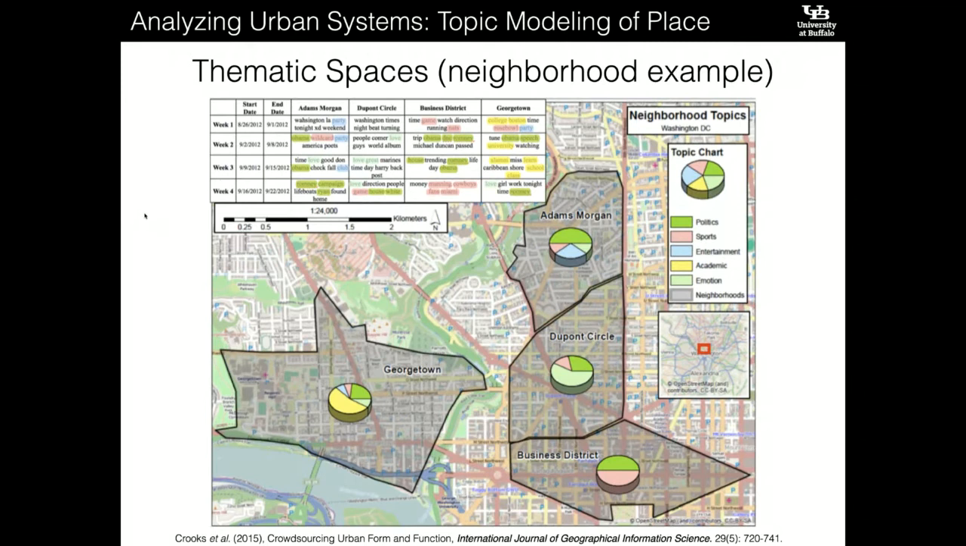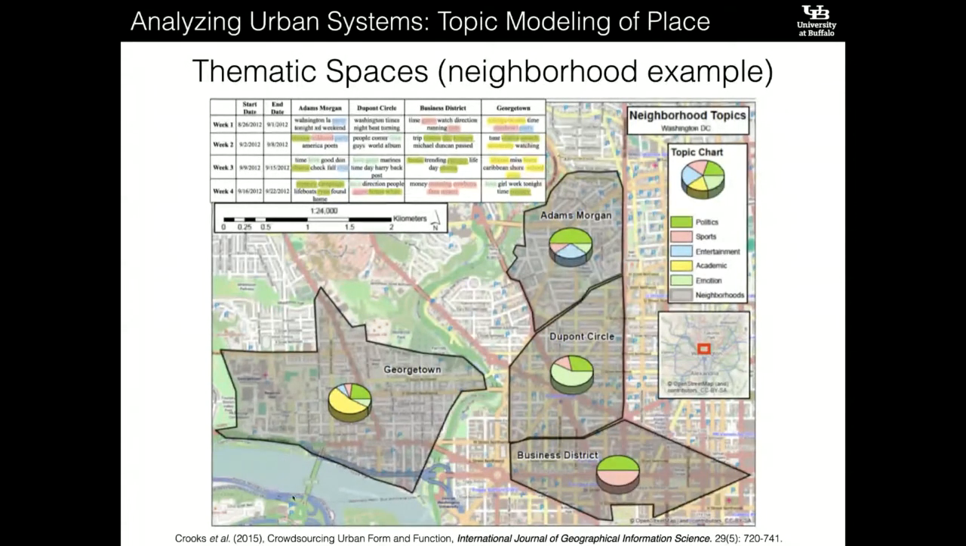But Adams Morgan is just opposite where the AAG was over here, and people go down for drinking and eating. If we did topic modeling of what people are talking about there from, say, social media, we can see people talking about politics, entertainment, some sports, and this light green, emotional topics like happy, sad, and things like that.